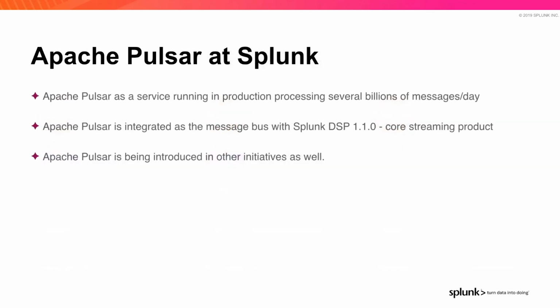Now let me come to the highlights of the talk: how we use Pulsar at Splunk. Pulsar is running as a service in the cloud, processing several billions of messages consumed by several teams. Pulsar is integrated into one of the flagship products called Splunk DSP, which is a stream processing offering from Splunk. That is a core stream product, and from 1.1.0 onwards, it is running with Pulsar. We released 1.2 by end of October. Apache Pulsar is being introduced in several other initiatives as well, which we will talk about as the products become available.